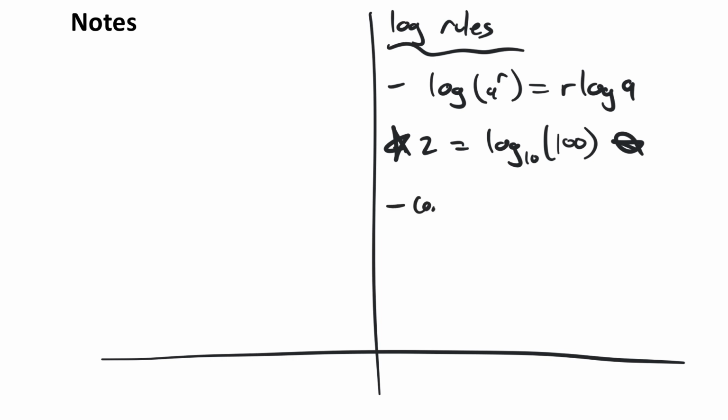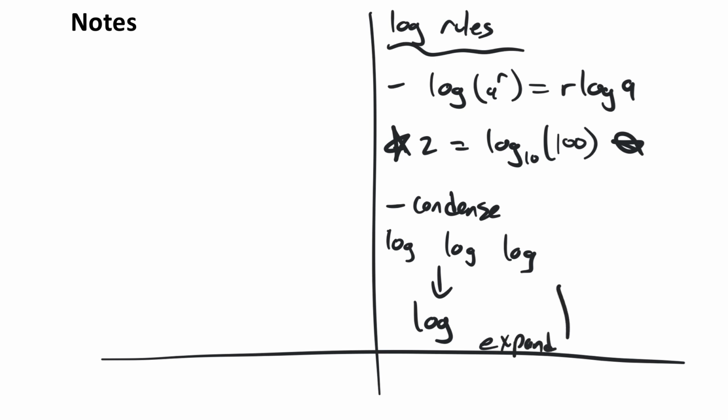And so we also did condensing. Condense is where you have a lot of logs and you condense it down to just a single log. And of course, the opposite of this would be expanding, which is where you go up. You'd have a single log and you'd expand it out into multiple logs.